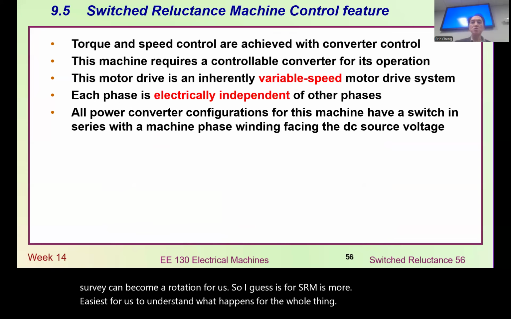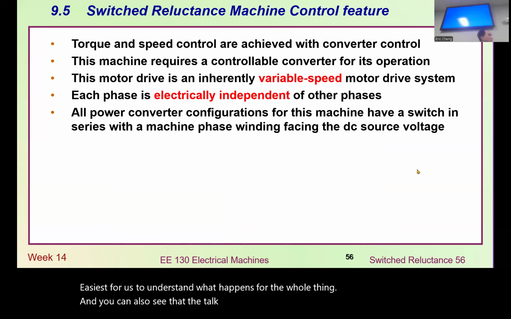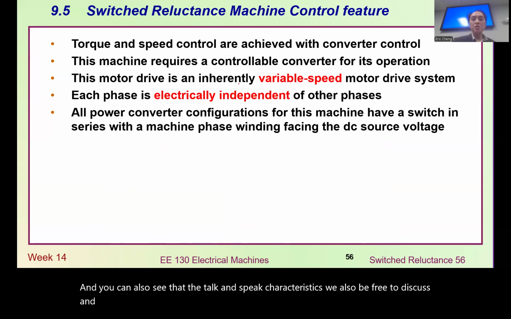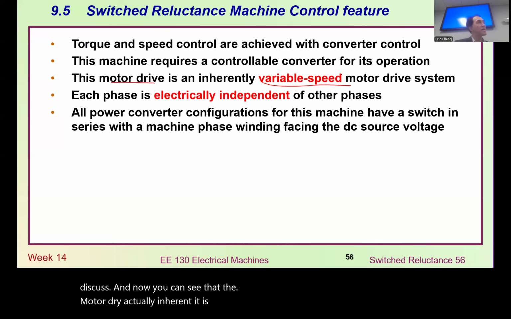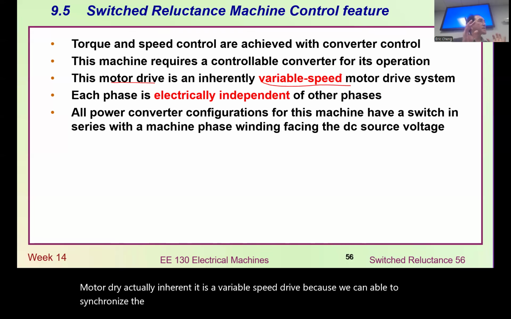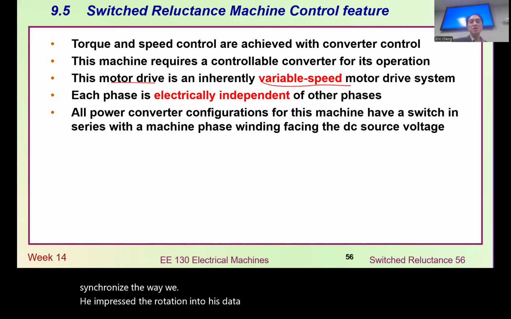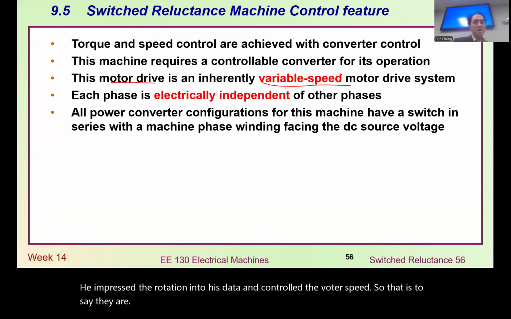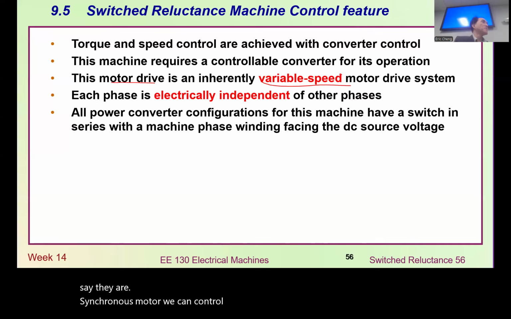And you can also see the torque and speed characteristic, which we also briefly discuss now. You can see that the motor drive is inherently a variable speed drive, because we are able to synchronize the way we impress the voltage in the stator and control the rotor speed. So that is to say they are synchronous motors. We can control them easily from the stator excitation.